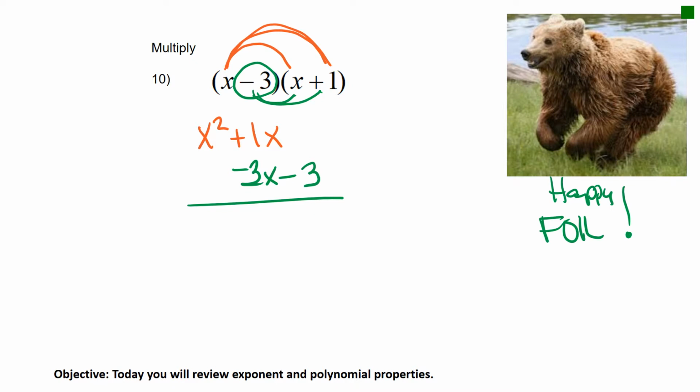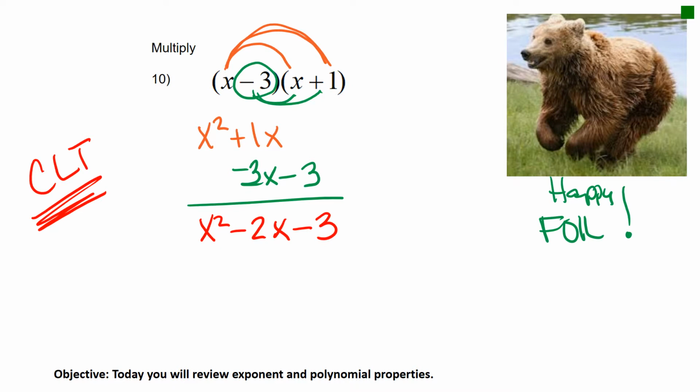Then we do our very favorite combine like terms. We just have the x squared. We have 1 minus 3. That's negative 2. That's the x column. And then we have minus 3.